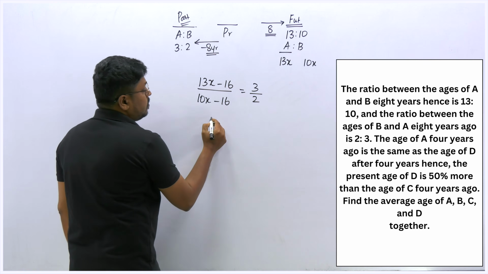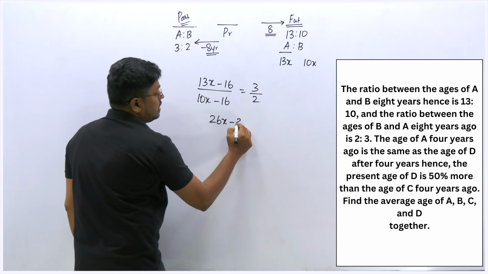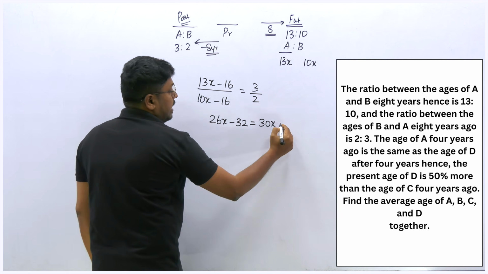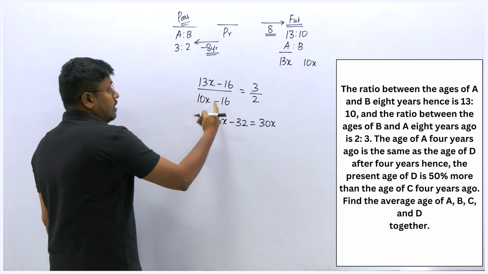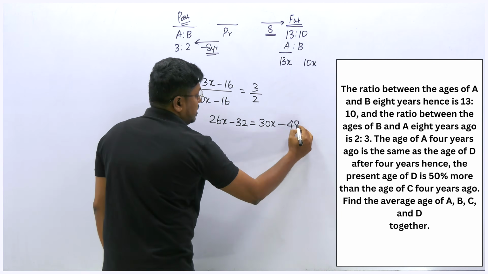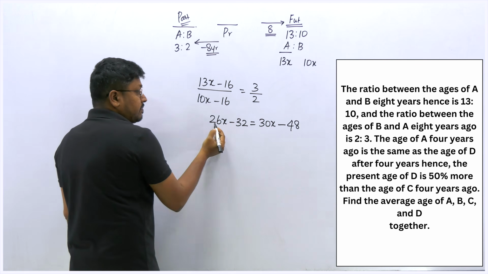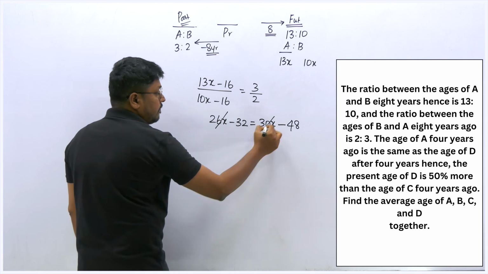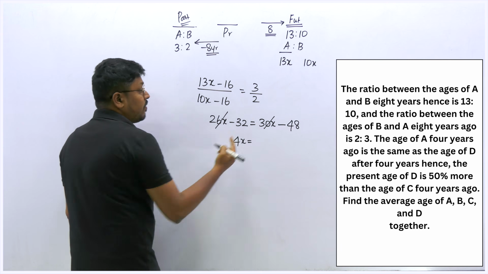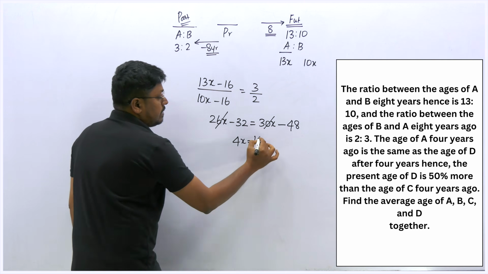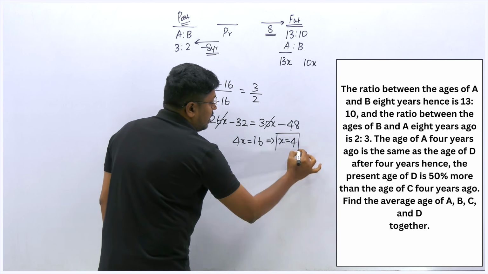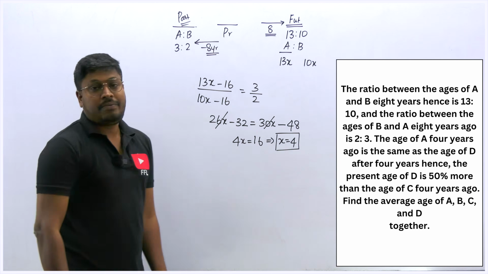So 13 into 2 will be 26x. So this will be 32 is equal to 30x minus, sorry, yes, we can multiply it, right? So minus 16 into 3 will be 48. So now 30x minus 26x, so this will be 4x, right? So 4x is equal to, bring this to the left hand side, plus 48, so this will be 16. So finally we got x is equal to 4.